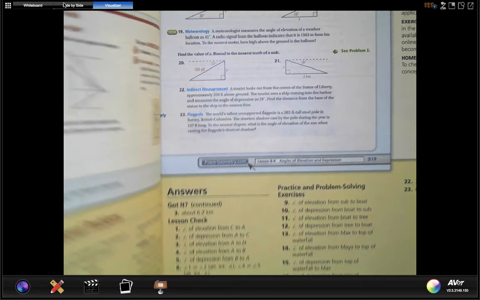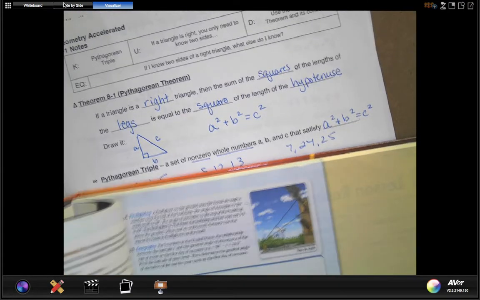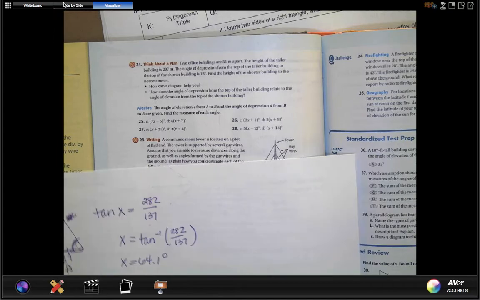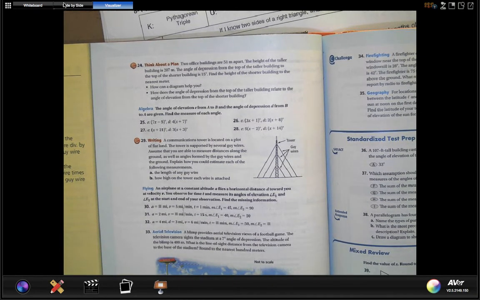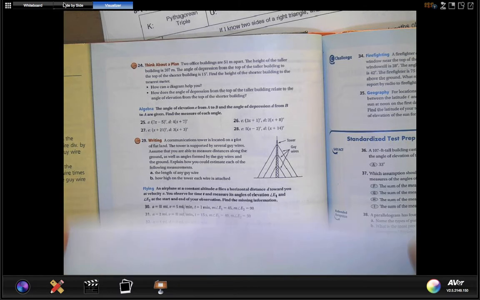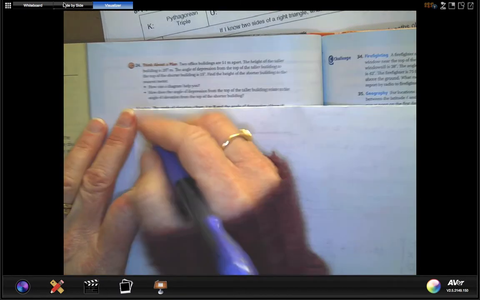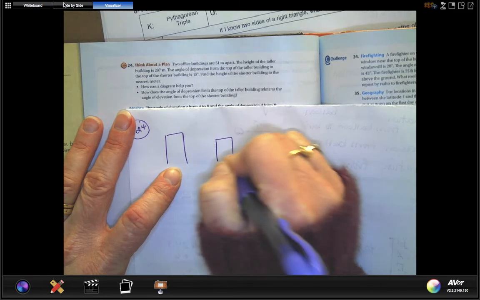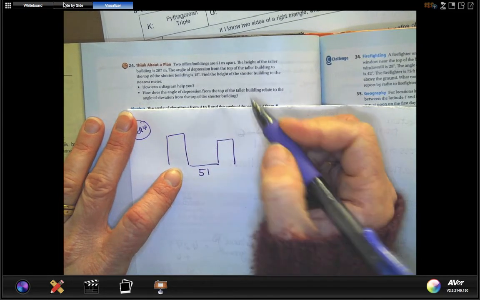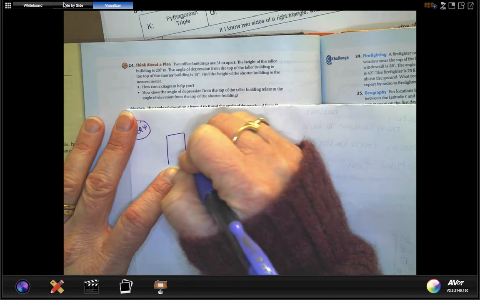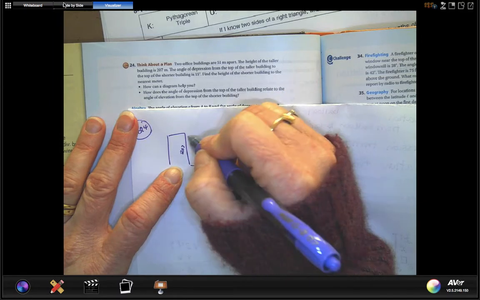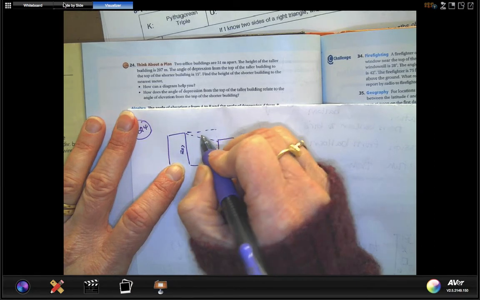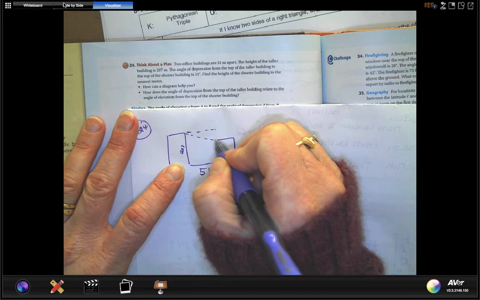I said I would look at 24 with you. All right, 24 says we have two office buildings that are 51 meters apart. They're not the same height. The height of the taller building is 207. The angle of depression from the top of the taller building, so remember depression, here would be my horizontal, this would be my angle of depression right here, from the top of the taller to the top of the shorter is 15 degrees.